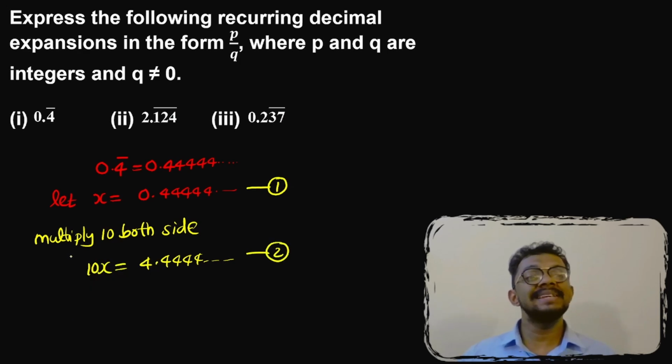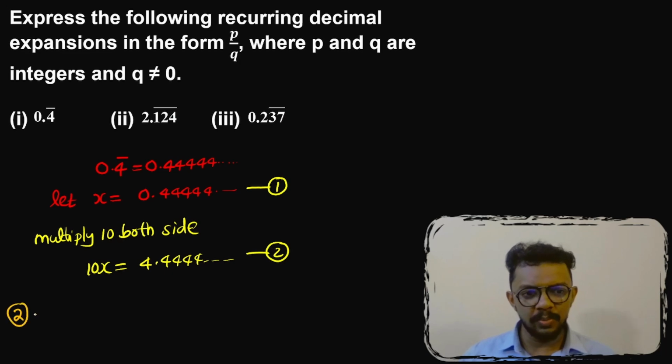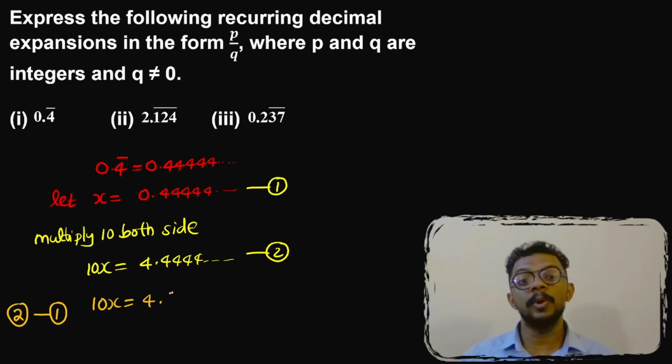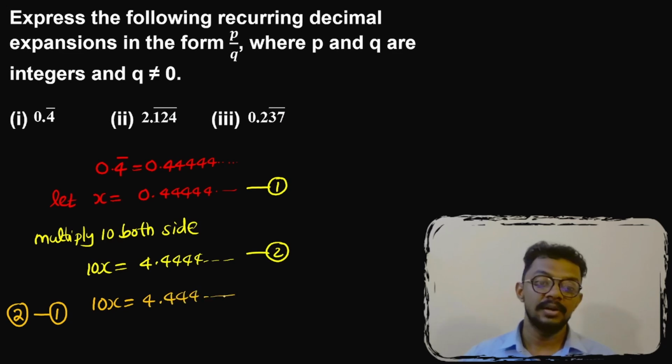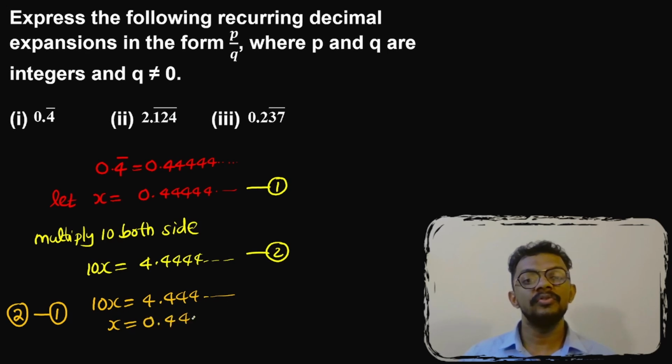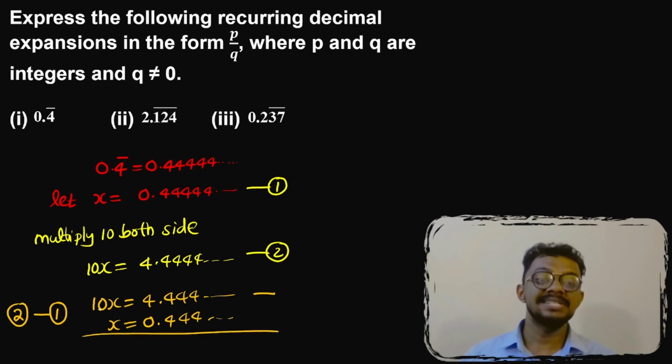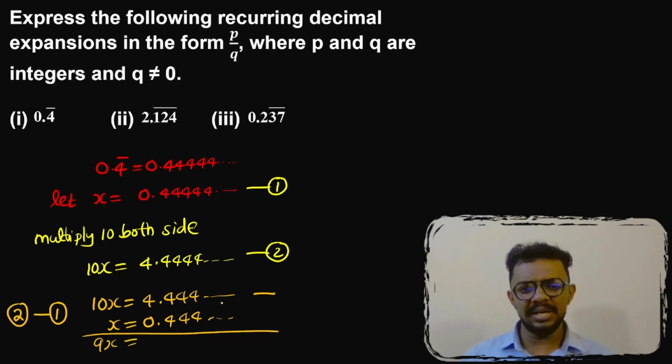Next step: subtract equation 1 from equation 2. What is equation 2 minus equation 1? Equation 2 says 10x equals 4.4444 etc. Equation 1 says x equals 0.4444 etc. Now I have to subtract both of them. On the left side, 10x minus x is 9x. On the right side, after the decimal all the digits are 4, here also after the decimal all the digits are 4.